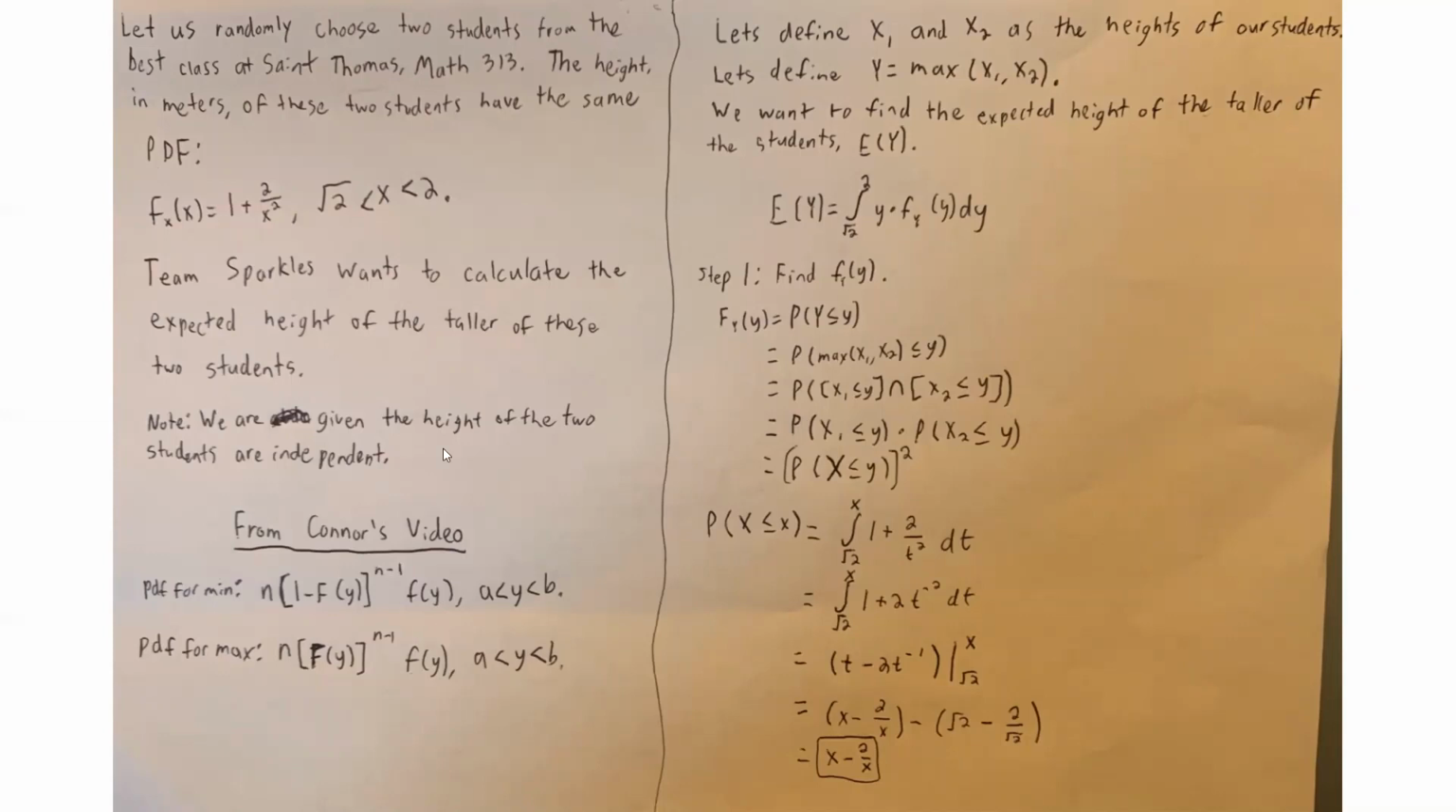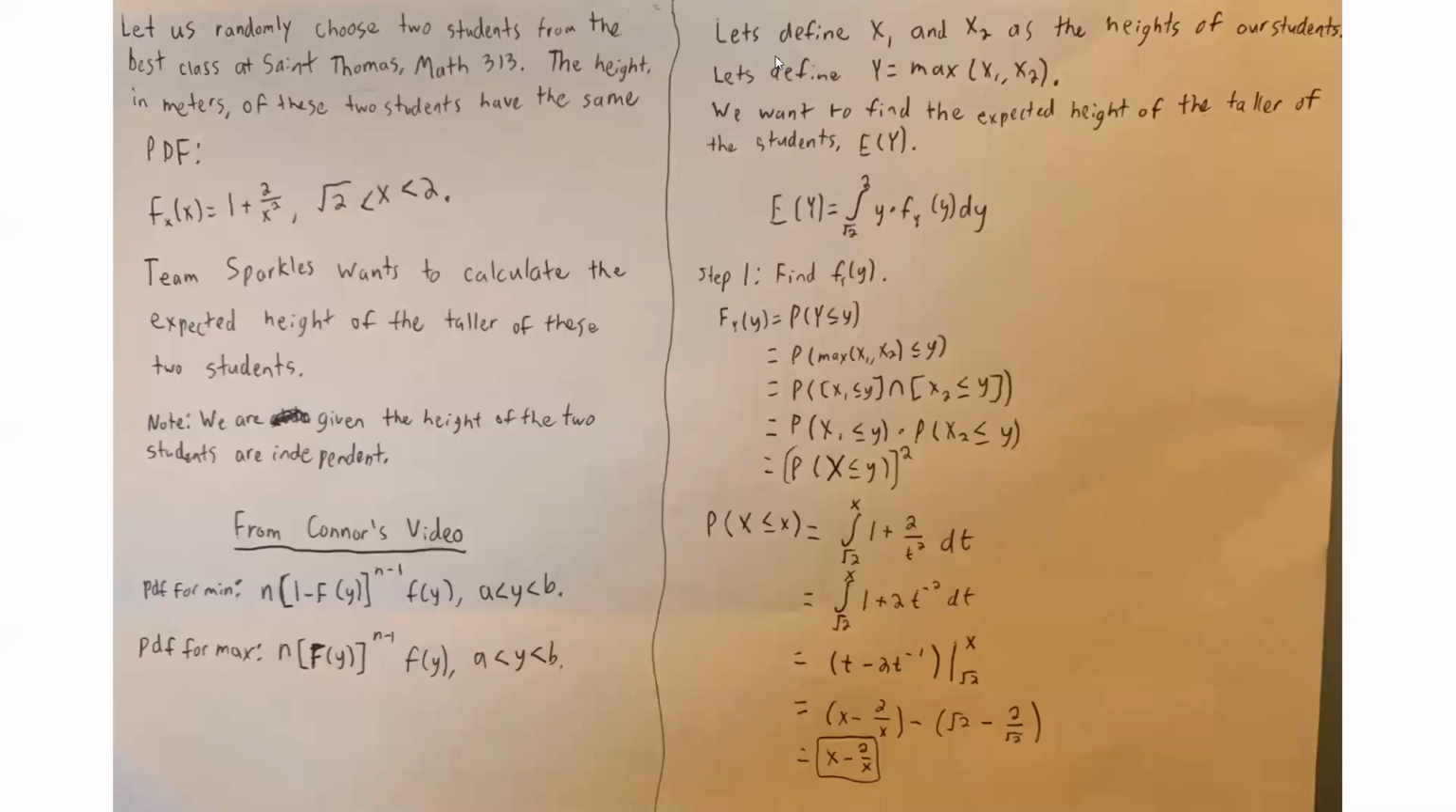So from Connor's video that we recently watched, he explained that the PDF for the min is n times (1 minus the CDF) to the n minus 1 power times the PDF of y, from the range A to B. And the PDF for the max is n times the CDF of y to the n minus 1 power times the PDF of y from the range A to B. Now that we know these formulas, we can use them to try and solve this problem to see the expected height of the taller of the two students.